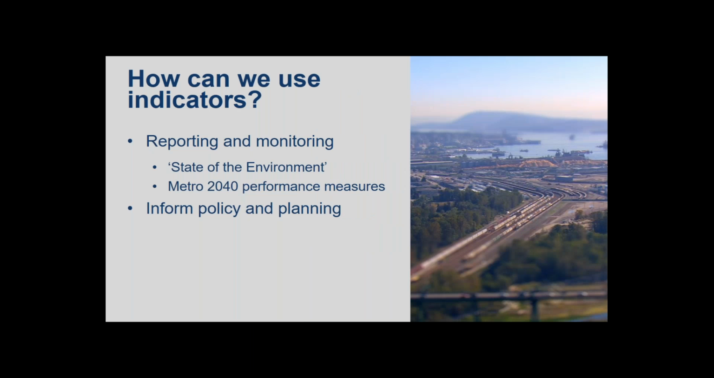So we want to use indicators in two main ways. Firstly, to help us with reporting and monitoring. We can use them to help provide information for state of the environment reporting and monitoring for the region. So help us understand how are we doing? Where are the main areas of concern? It also helps us to assess whether we're meeting the goals set under Metro 2040 relating to the environment. And then secondly, they can be used to inform policy and planning, both at Metro Vancouver and also for our members in their work.